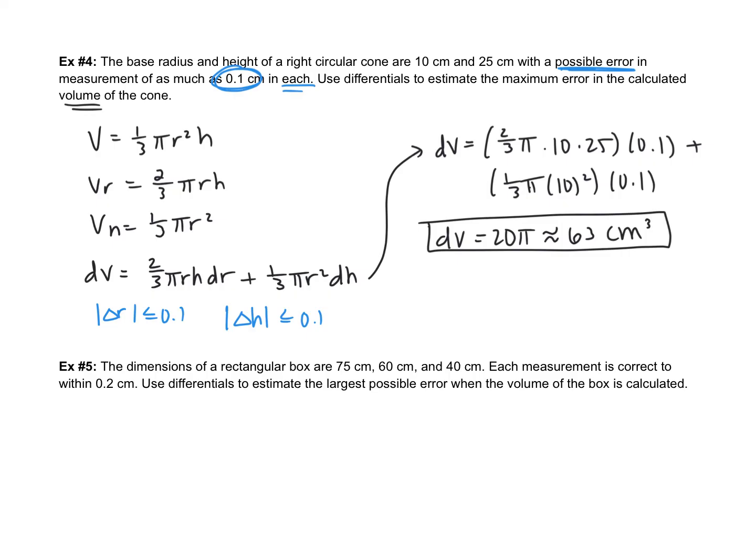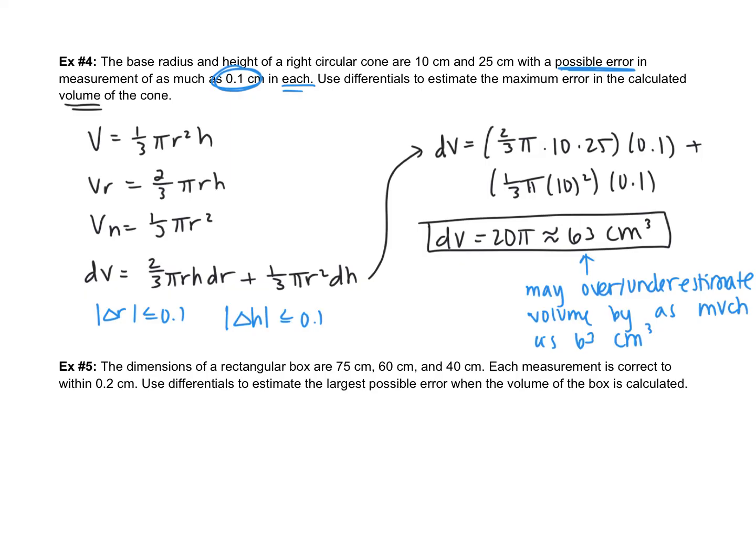So the question is, what does this mean? This means we may over or underestimate the volume by as much as 63 centimeters cubed. That is the maximum error in over or underestimating, or maximum error in calculating the volume.